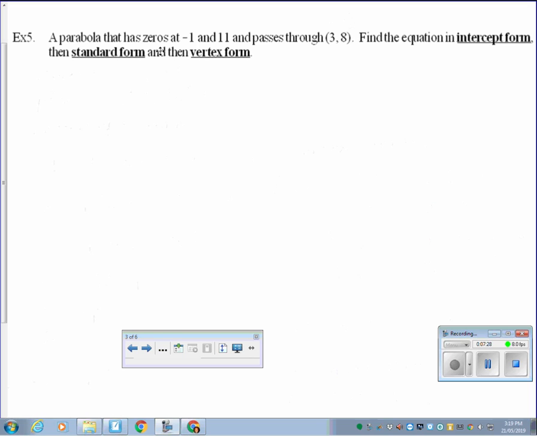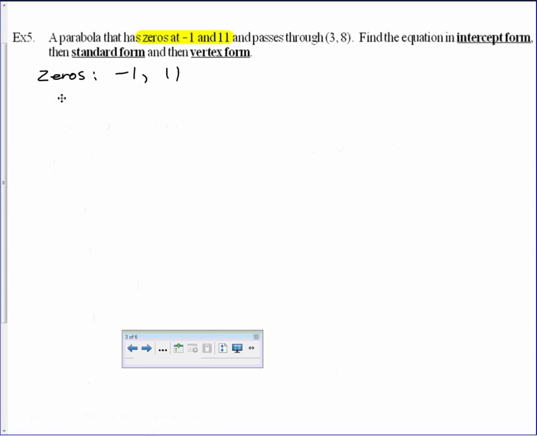Alright? Now, let's do question number 5, and then we will move on to, I believe, question number 6. So this problem has zeros at negative 1 and 11, right? We want to find the equation in intercept form, standard, and then vertex. If I was looking at this parabola, it passes through (3, 8). So how are we going to find the a value, which is missing, right?